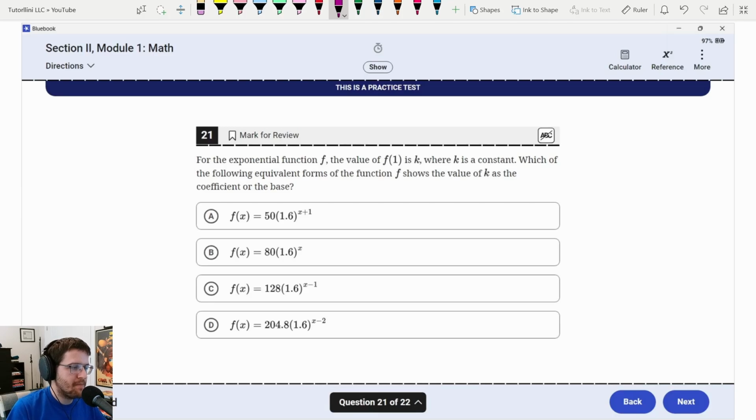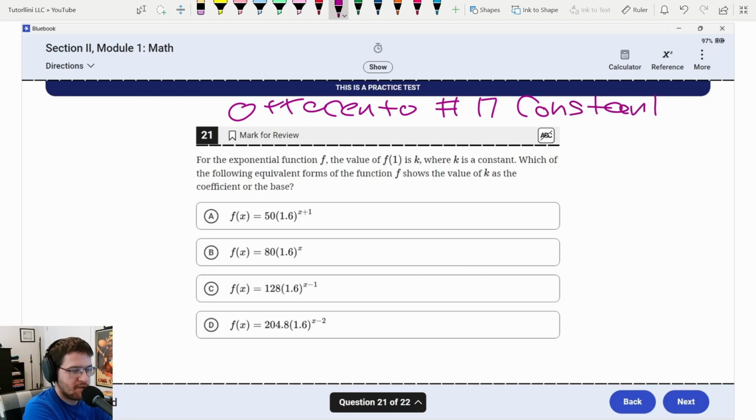Okay, question 21. Please, please, please, guys, go watch my Ottocento number 17, Constants on Display. It goes over this in great detail. It will make way more sense if you watch that first.